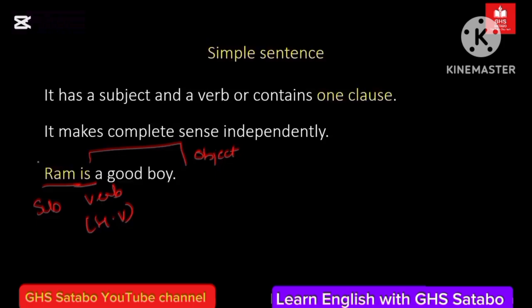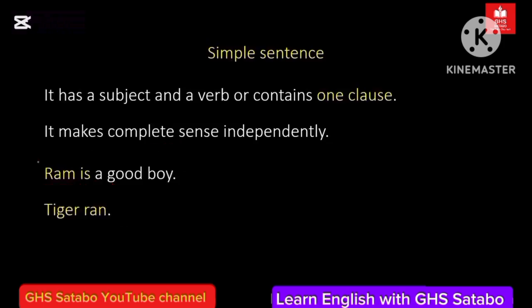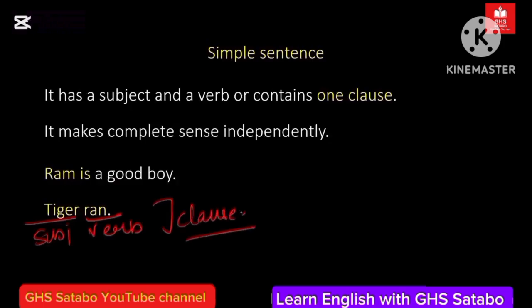Remember, in your day-to-day conversation you will use simple sentences more often, but when you write something or when you read something, you will come across the other forms of sentences as well. Let's take one more example. Tiger ran. So tiger is your subject, ran is your verb, and hence it's a complete clause. It doesn't need any other additional information to make sense, and hence we can say it's a simple sentence.